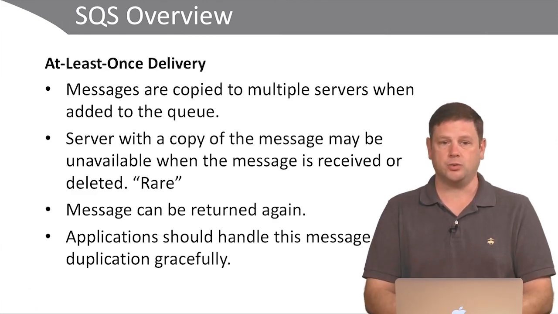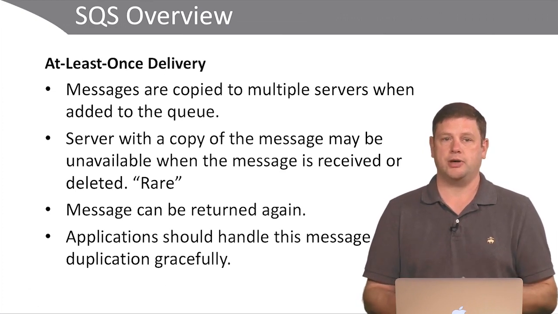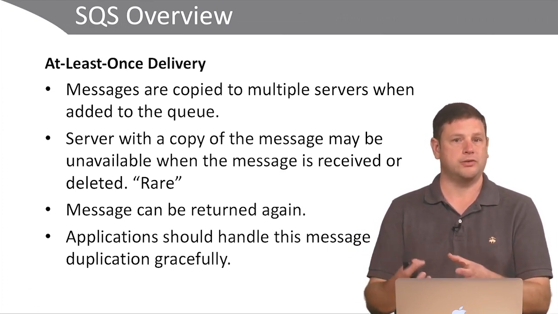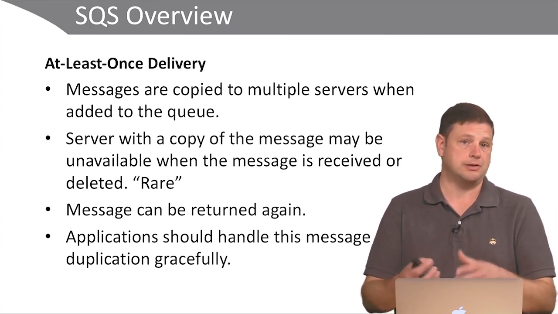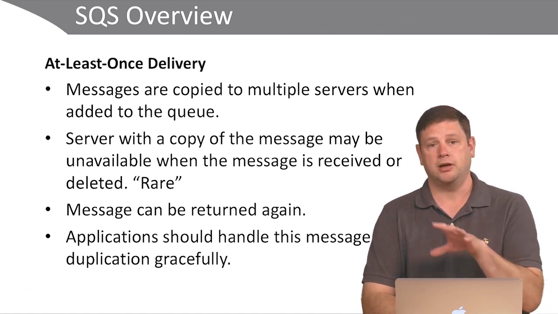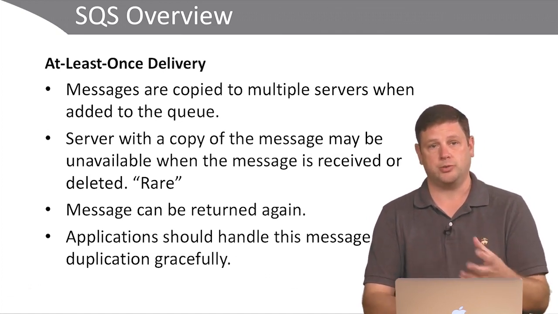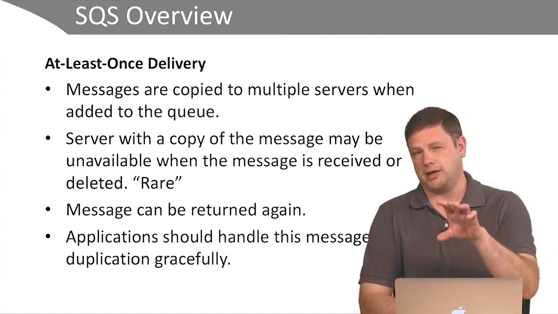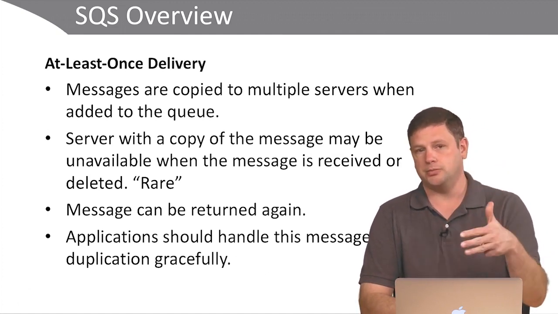So at least once delivery, what does that mean? When a message is received by SQS, it's copied to multiple servers. That is our redundancy and our fault tolerance and durability of our messages being distributed across multiple servers, so that whenever we receive it, we can ensure that we have actually what was added to the queue.